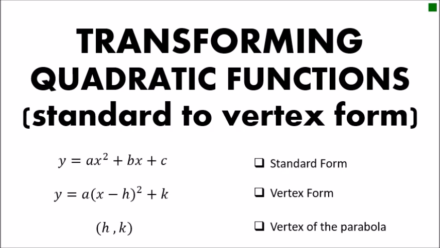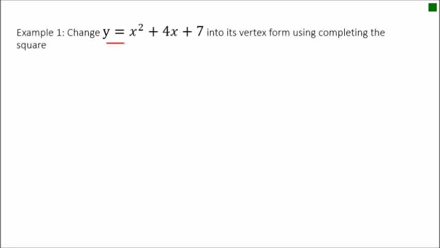So, this time, yung given standard form, i-convert natin or i-change natin yan into vertex form. So, paano po ba yun? Meron tayong dalawang method na pwedeng gamitin. So, una, change y is equal to x squared plus 4x plus 7 into its vertex form using completing the square. So, meron tayong two methods na pwedeng gamitin. Una, yung completing the square. Kung master na ninyo to, this is very easy na for you. Pero kung hindi, we have the shortcut sa ating next example.